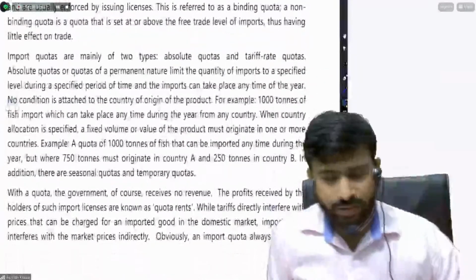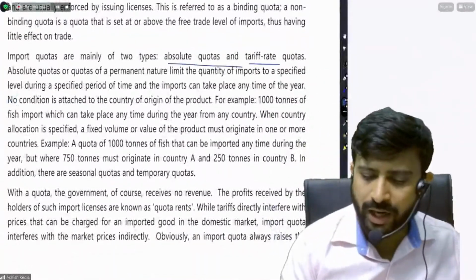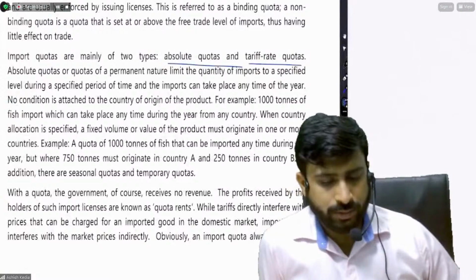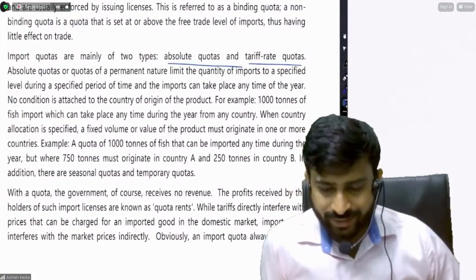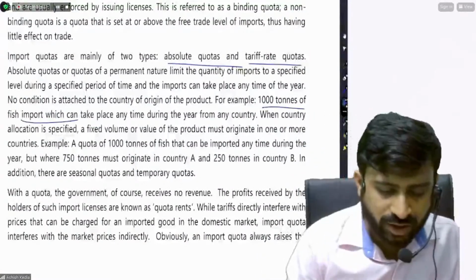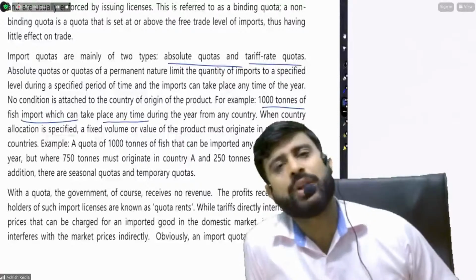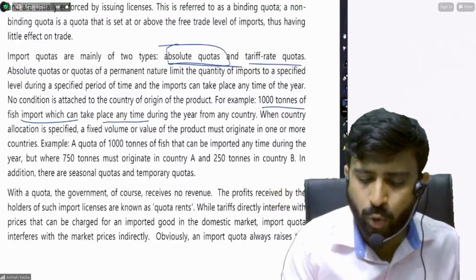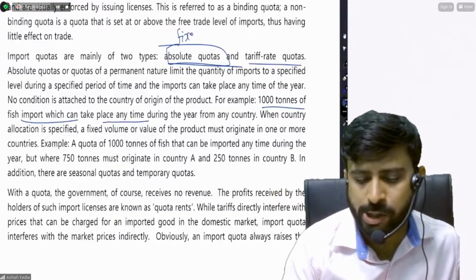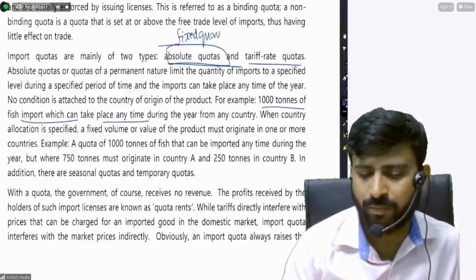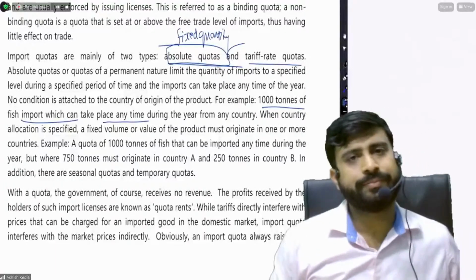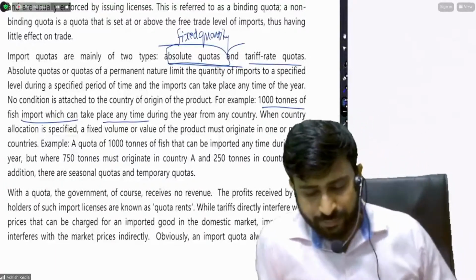It is of two types. One is absolute quota and one is tariff rate quota. For example, 1,000 tons of fish import can take place at any time during the year. So this is absolute quota, means fixed quantity, and you cannot import beyond that quantity. That is absolute quota.